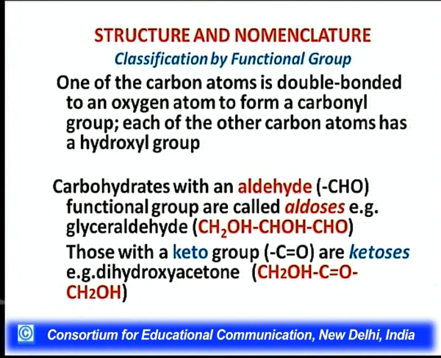Before I do that, I will quickly summarize what I have done till now. I have classified compounds on the basis of monosaccharides, disaccharides and trisaccharides. Now we would like to give nomenclature to the carbohydrates on the basis of the functional group present in them, as well as the number of carbon atoms present. When we talk of the structure, one of the carbon atoms is doubly bonded to an oxygen atom to form a carbonyl group, and each of the other carbon atoms is linked to a hydroxyl group. Carbohydrates may have an aldehyde group. If they have an aldehyde group, we call them aldoses.